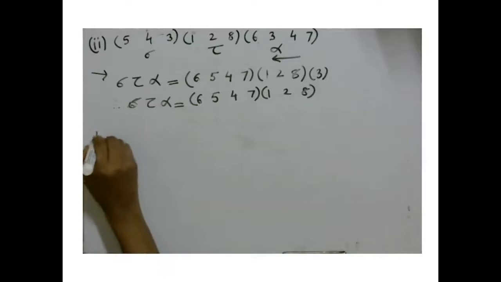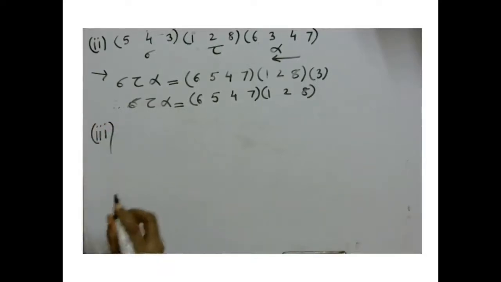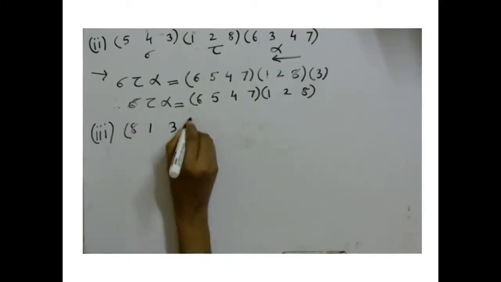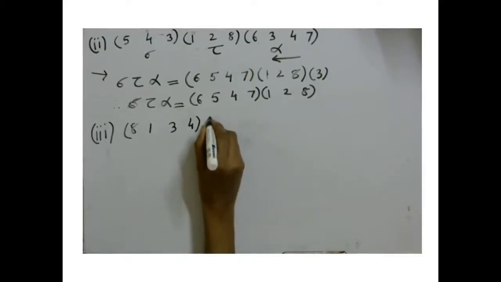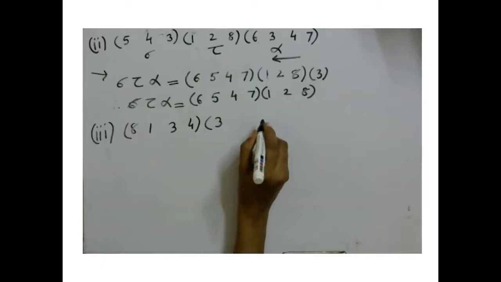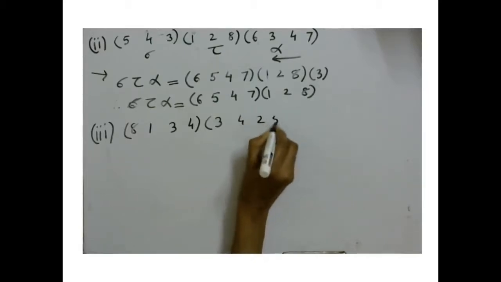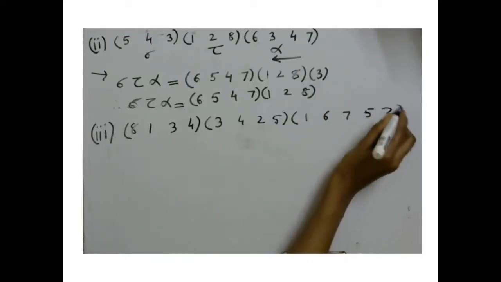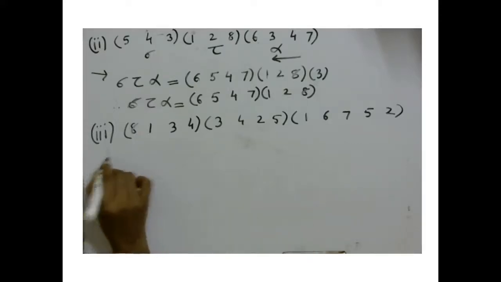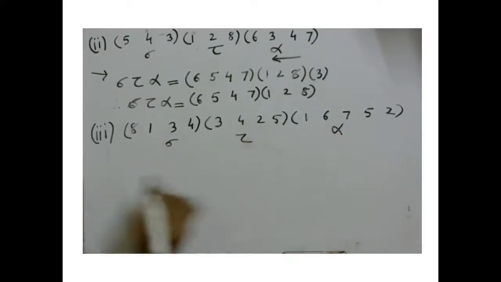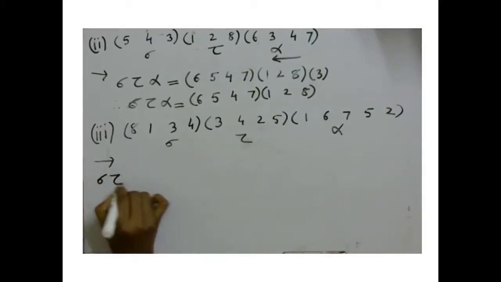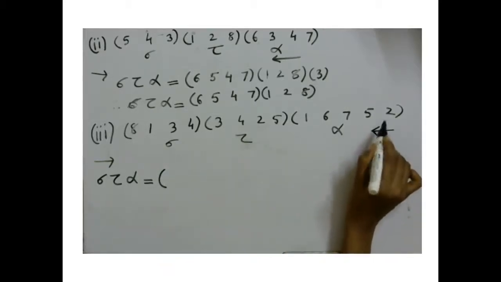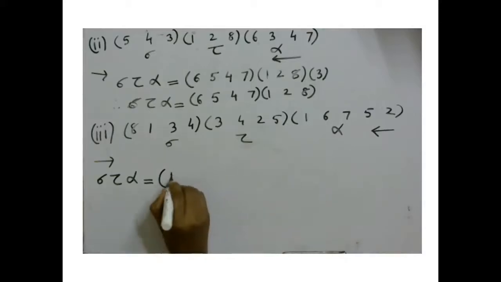Let us see one more example so that you get a practice of multiplying the permutations, the cycles. So let us multiply 3 cycles in S8 again. First cycle is (8 1 4 3). Second is (3 4 2 5). And the third cycle is (1 6 7 5 2). Again I am calling these cycles sigma, tau, alpha, and for the multiplication of sigma tau alpha, let us start with the rightmost cycle, and you can select any number from this cycle. I am selecting 1, so let us see the image of 1.